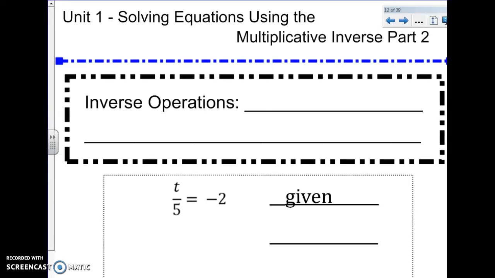Hello, this is Mrs. Ringrose, and we are back at it again, learning how to solve linear equations using inverse operations. And I decided to split up the multiplicative inverse into two parts.